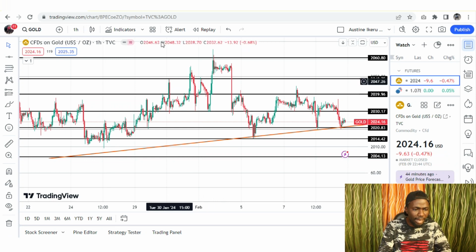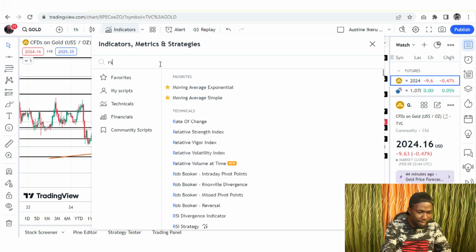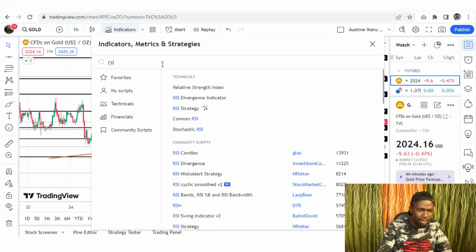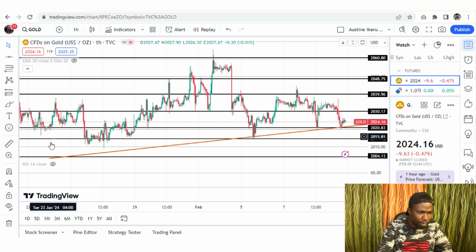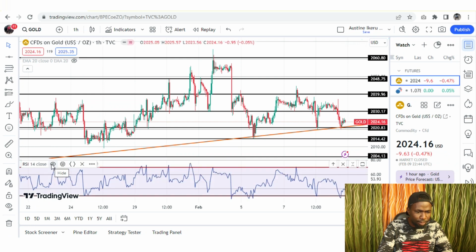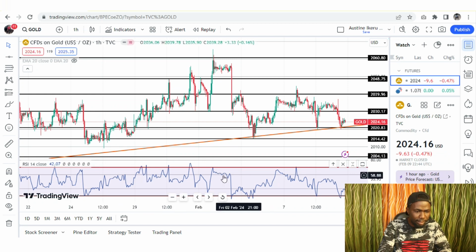To do that, you simply go to indicator and then you type RSI. This is it, relative strength index. You simply click on it and it will come out. Since I have it already, I'll just make it visible. So this is the RSI. Once you click on the RSI, this RSI window will open.